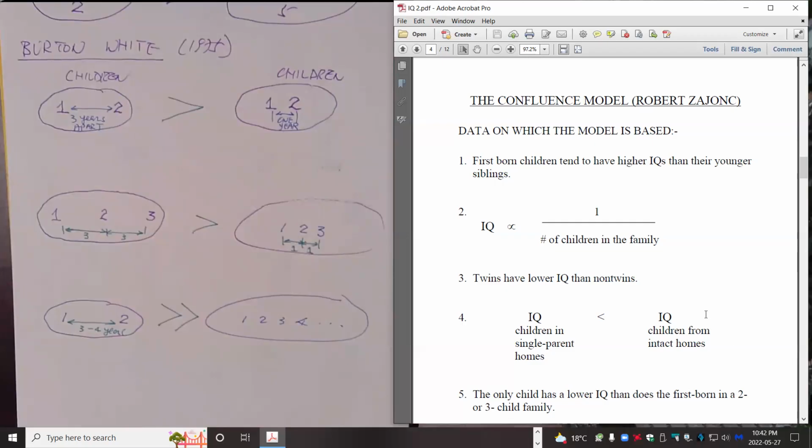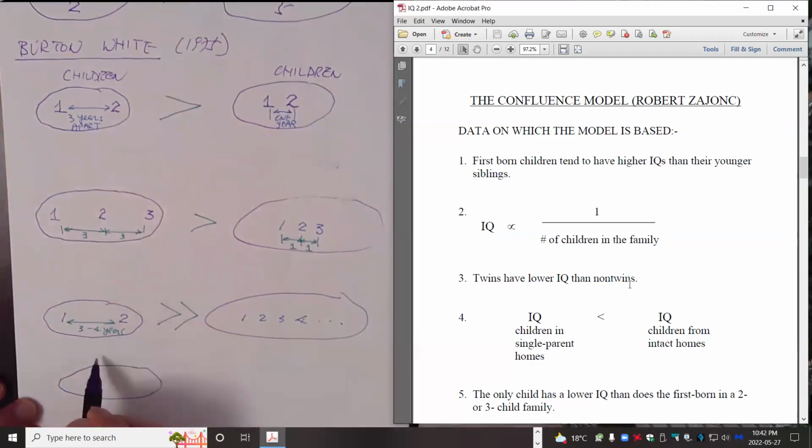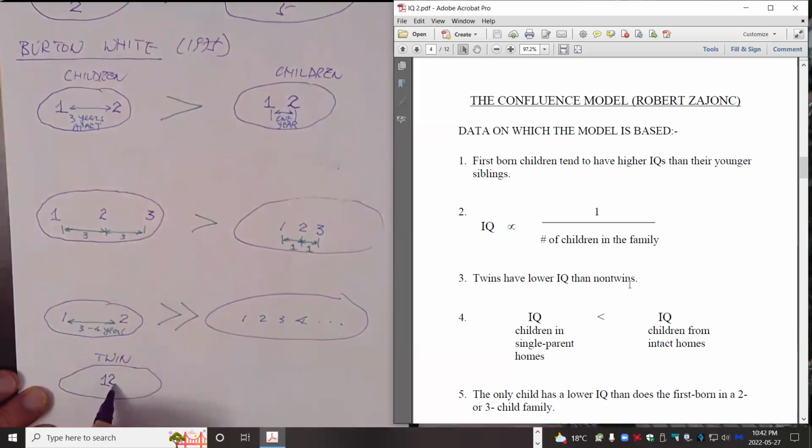All right, twins have low IQ. Why? Let's take a look at twins. Say twins. One, two.